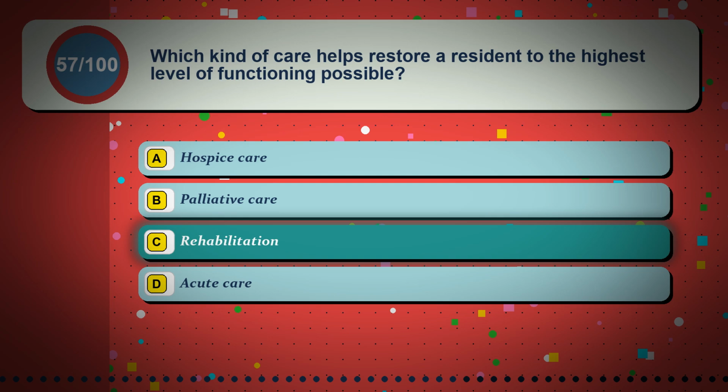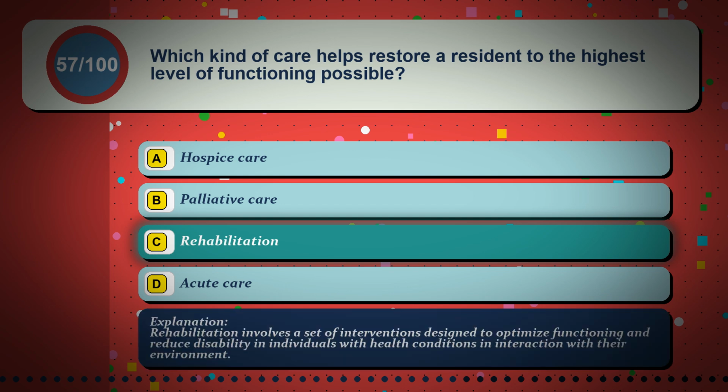The correct answer is option C. Rehabilitation. Rehabilitation involves a set of interventions designed to optimize functioning and reduce disability in individuals with health conditions and interaction with their environment.